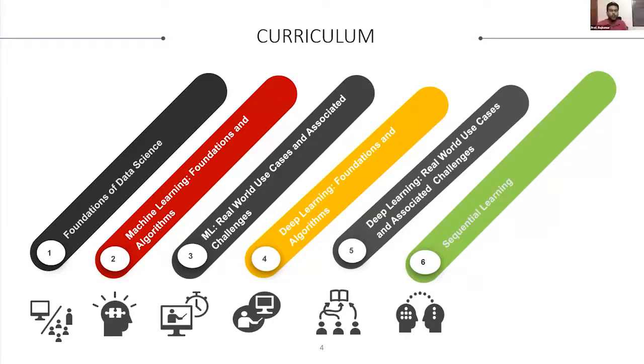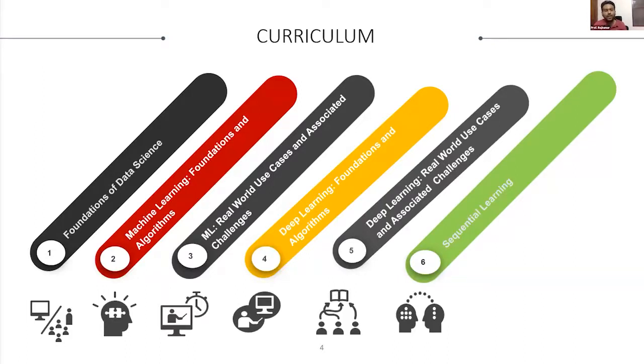Sure. So let me go over these 6 modules one by one and then give a brief peek into each of these. So the first module, as you see, is Foundations of Data Science. Data science as a field relies on a lot of fundamental mathematical ideas.